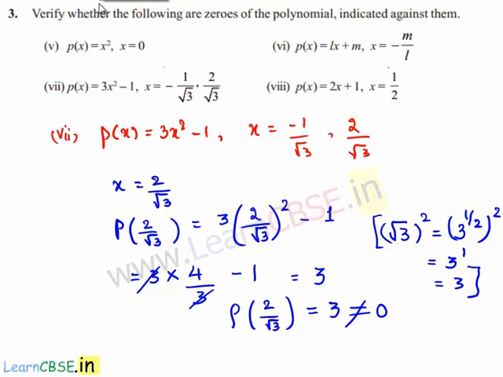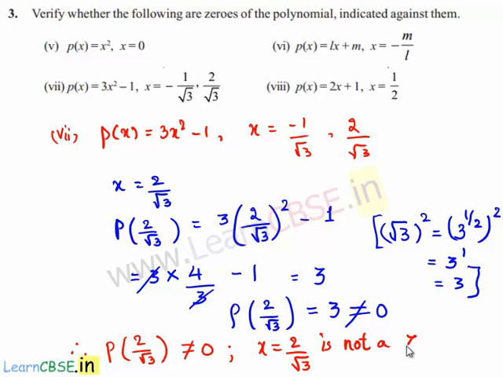Then we can say that p of 2 by root 3 is not equal to 0. Hence, x is equal to 2 by root 3 is not a 0 of the given polynomial.